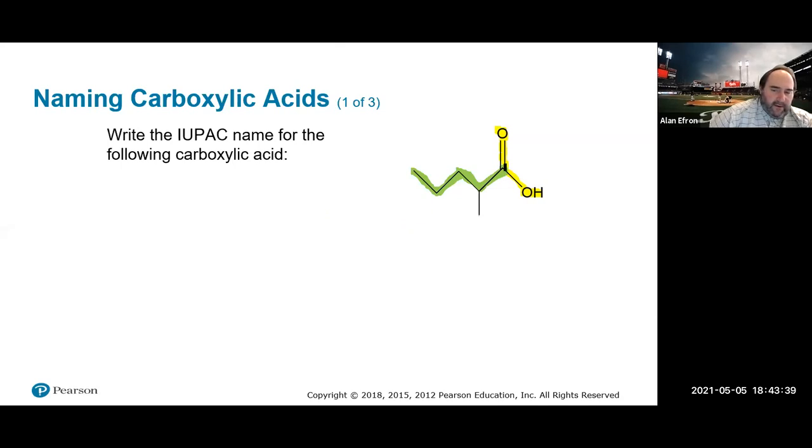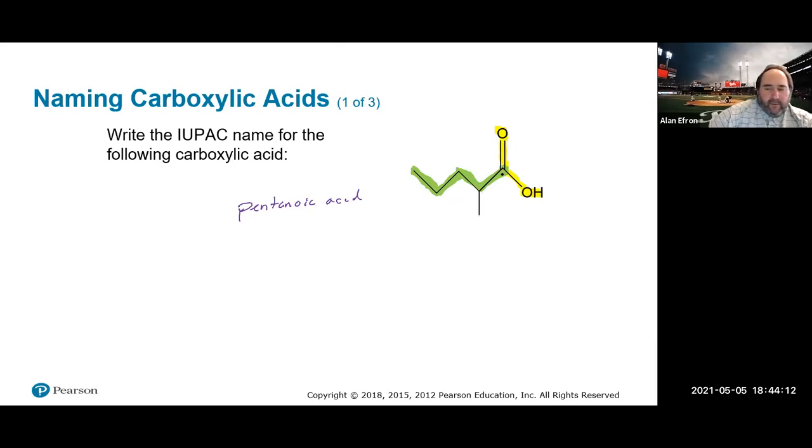We could go here and then down 1 more, but that's only 3, so that's less, right? So we're looking for the longest. So this run of 1, 2, 3, 4, and 5 carbons is going to give us the base of our name, which is based off of pentane. We see it's a carboxylic acid group, so that is going to be pentanoic acid. Again, no need to give the location of this because it's got to be at the end.